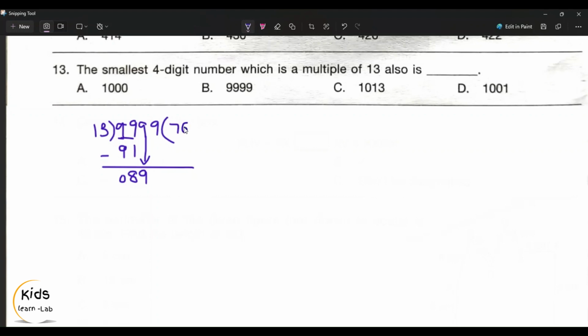13 sixes are 78. So 9 minus 8 is 1. 8 minus 7 is 1. So 9 comes down because 11 is smaller than 13. So 13 nines are 117. 9 minus 7 is 2. 1 minus 1 is 0. 1 minus 1 is 0. So it is leaving remainder 2. So this could not be the answer. So let's check with option C.